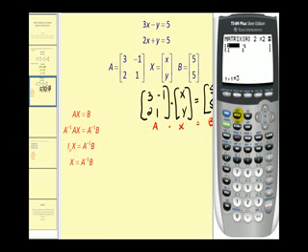So we'll press second, quit, and now we're going to call up matrix A, second matrix, select matrix A, and then press the inverse key here, and then press enter. This is A inverse. Let's go ahead and convert this to fraction notation. So we press math, enter, enter. We're going to multiply both sides of the equation by this 2 by 2 matrix.